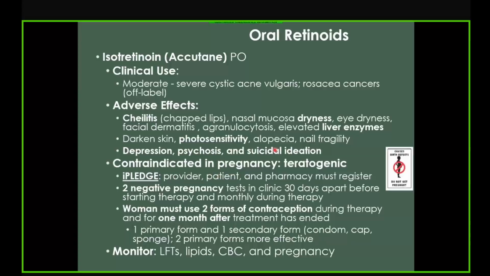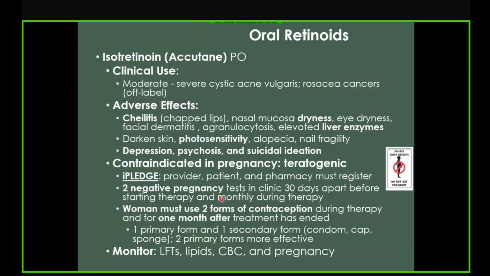The provider, the patient, and the pharmacy have to register to make sure that we're saying, hey, you cannot become pregnant while you are on this medication. So when a woman is taking this medication, she needs to make sure that she has 2 negative pregnancy tests in the clinic 30 days apart before even starting the medication, and monthly while taking the medication. Before, we used to let people take a pregnancy test at home. The problem with that is it might not be accurate, or they might tell you that they took a pregnancy test and they didn't, and they're actually pregnant, and now we've exposed them to a teratogenic medication, which is not what we're aiming to do. So 2 pregnancy tests in a clinic, at least 30 days apart.